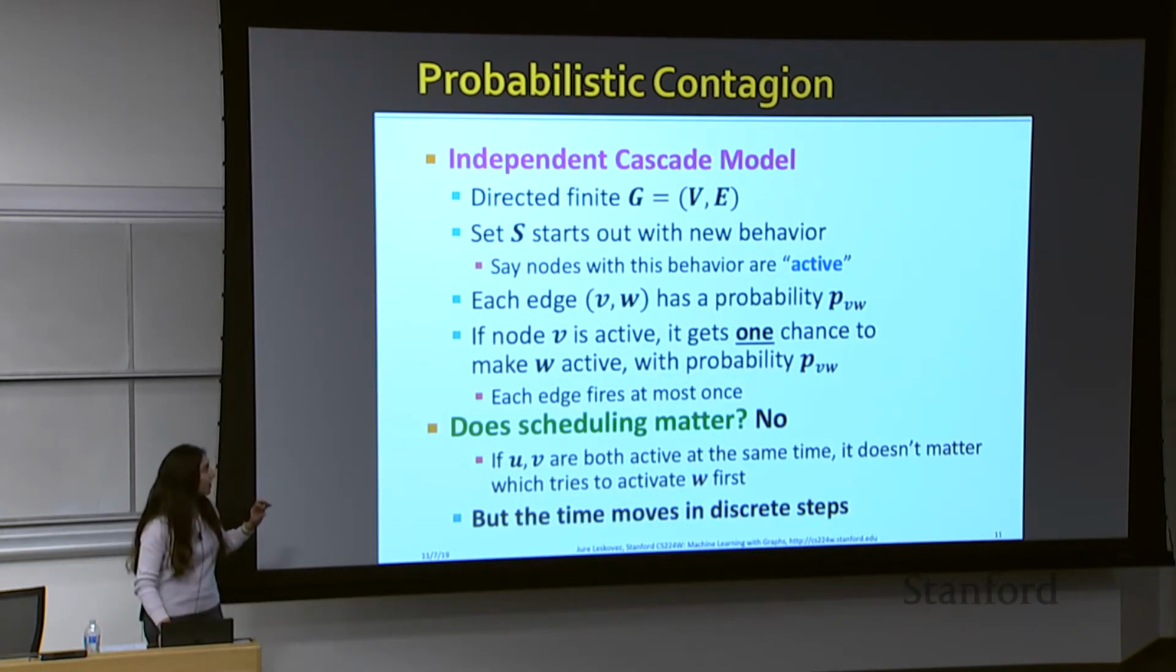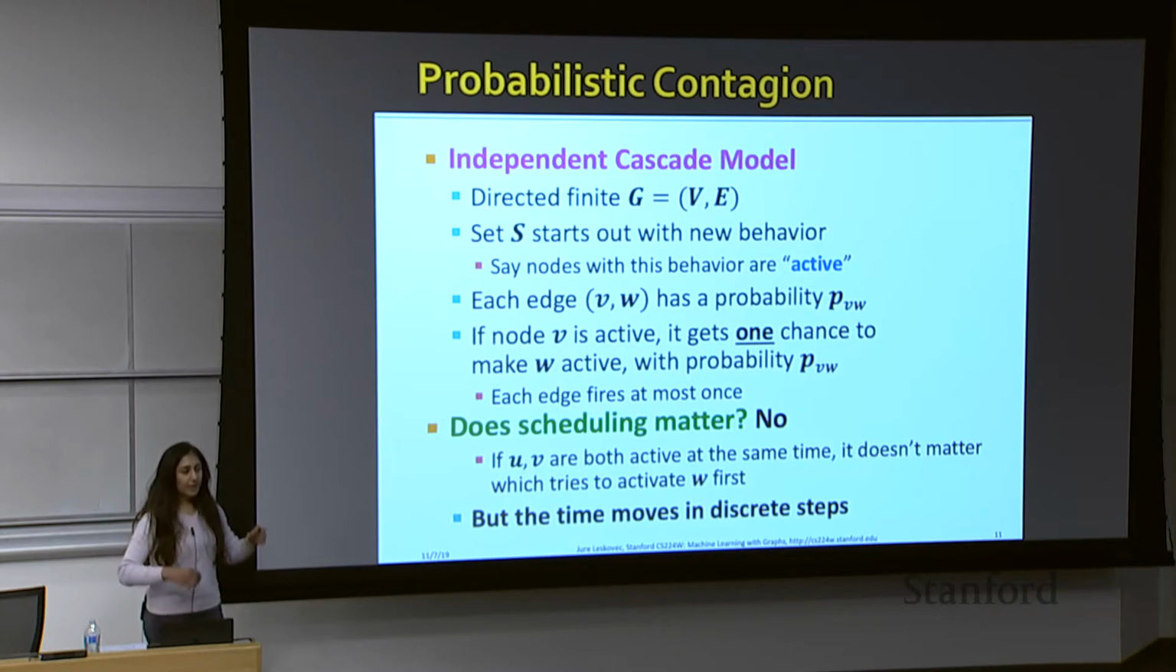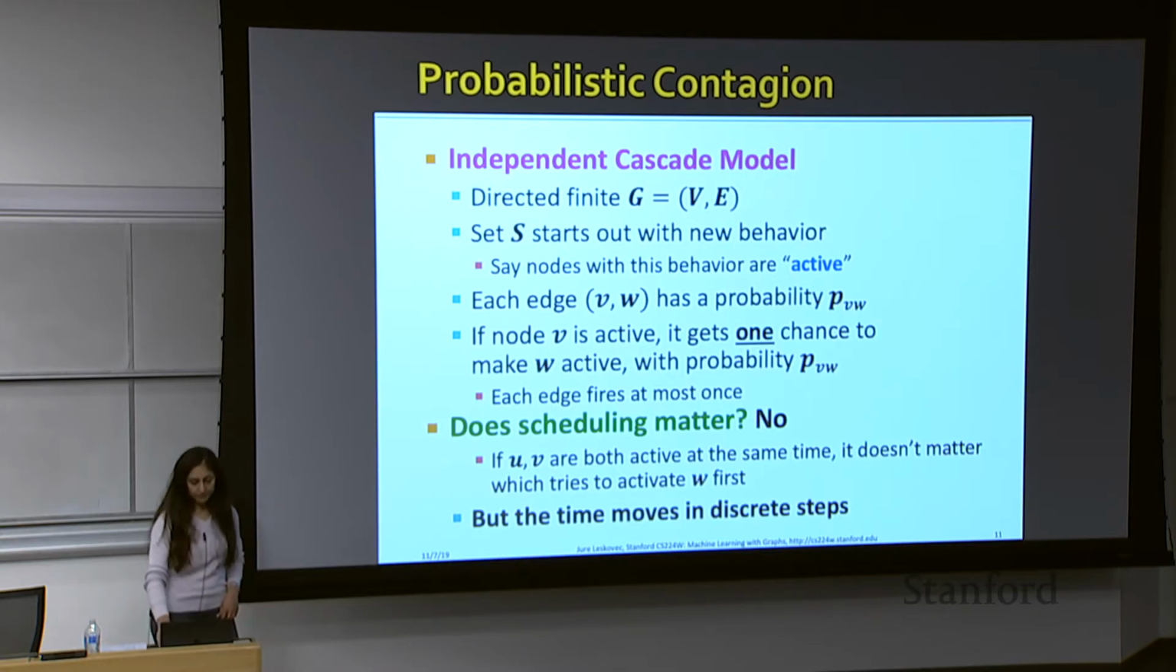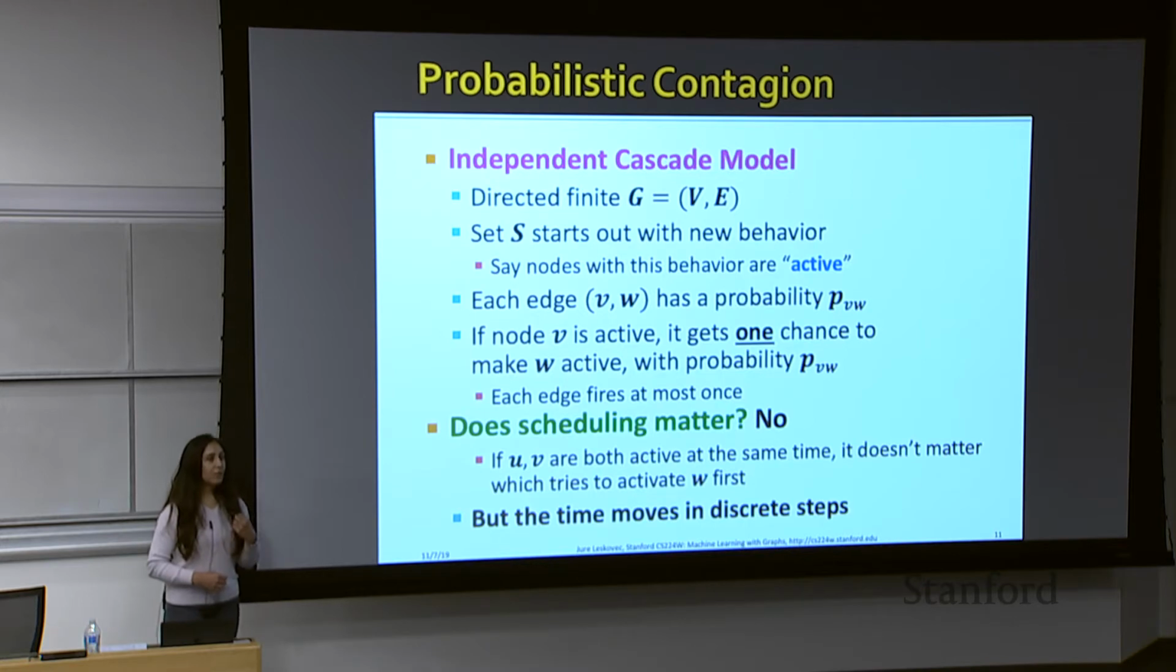We have this graph G with a set of nodes V and a set of edges E. We activate a small set S of nodes in the network. Now there is a probability assigned to every edge in the network, where P of VW is the probability that node V can activate node W. And every node, after it becomes activated, has only one chance to activate its friends with the corresponding probabilities of the edges.